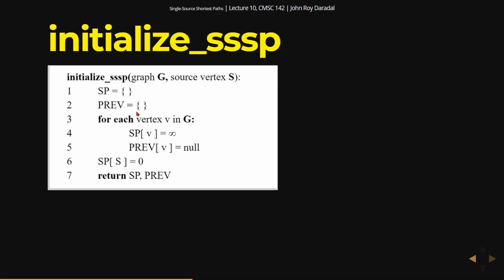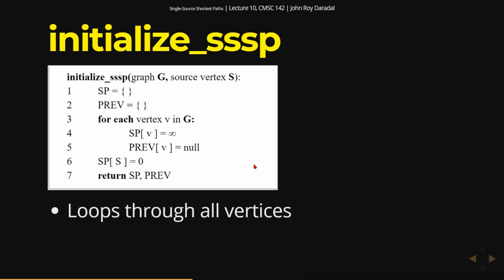Okay, so SP of V is infinity, previous of V is equal to null for all vertices, and then you'll just set the source vertex shortest path length to be 0, because anyway you've already arrived at the source vertex. Okay, so it will loop through all vertices, so it would take theta of n, right? Because you're doing this for all vertices.